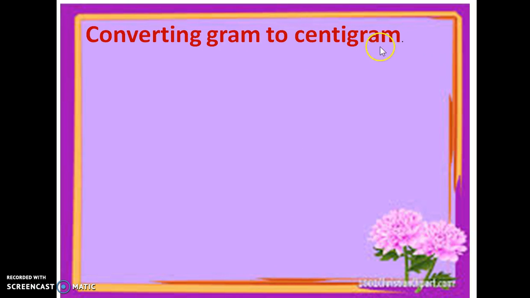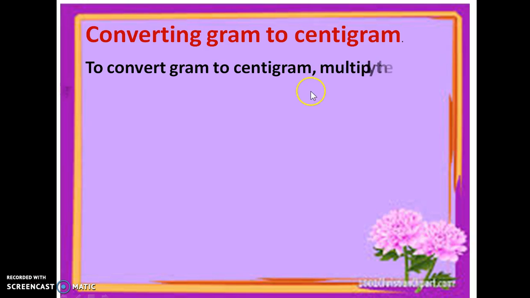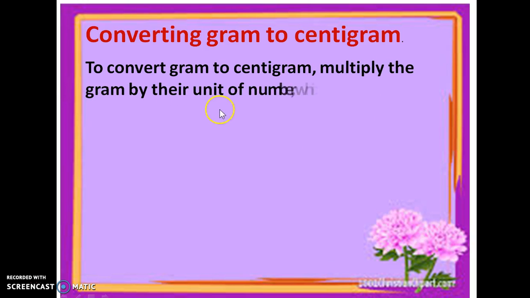Now converting gram to centigram. This is all the way around. To convert gram to centigram, multiply the gram by the unit of number, which is 100. You need to know the basic thing about conversion. Whenever you are changing smaller units to bigger units, you divide by the unit of their number. Whenever you're changing the bigger unit to smaller unit, you multiply by 100. In this case, you're multiplying because you're changing grams to centigrams, and the unit of their number is 100.